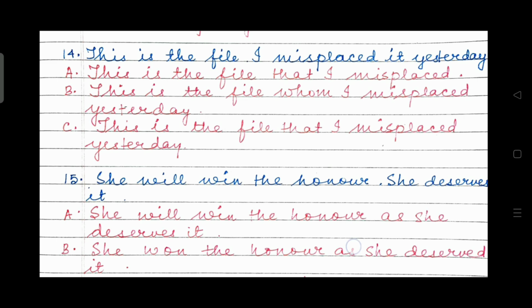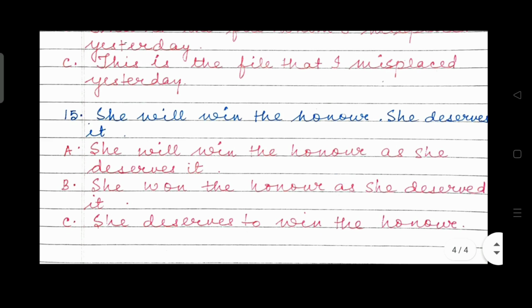She will win the honor, she deserves it. Option A: She will win the honor as she deserves it. Option B: She won the honor as she deserved it. Or option C: She deserves to win the honor. Yes, it's option A. She will win the honor. Why? Reason, as she deserves it.